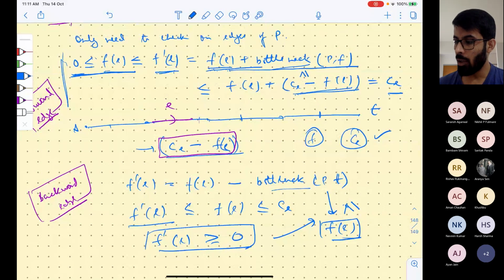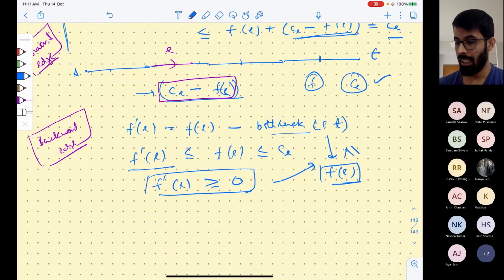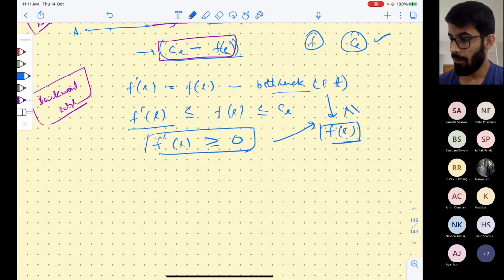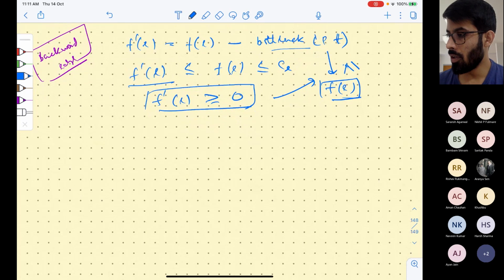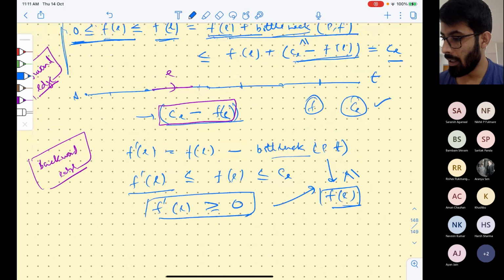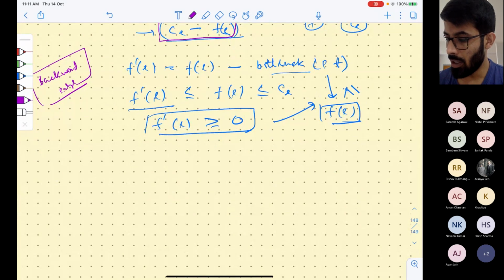So basically, what we are trying to show is that this thing is a flow, and we are not exceeding the capacities anywhere in the new one. Any question about this? Okay. So if not, then all right. Now let's go for the conservation constraints.